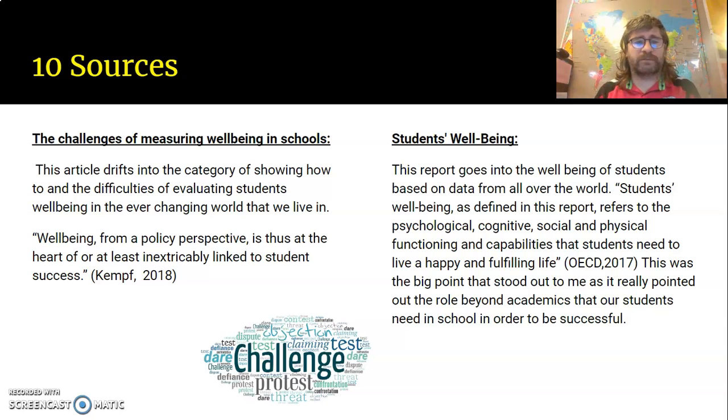Now, the challenge is measuring well-being in schools and students' well-being. Our district does a phenomenal job with this. This kind of goes into this perspective that the heart of what makes a student successful is making sure that their needs are taken care of. Both of these articles kind of go into that. I love the definition here. Students' well-being, as defined in this report, refers to the psychological, cognitive, social, and physical functioning and capabilities students need to live a happy and fulfilling life.